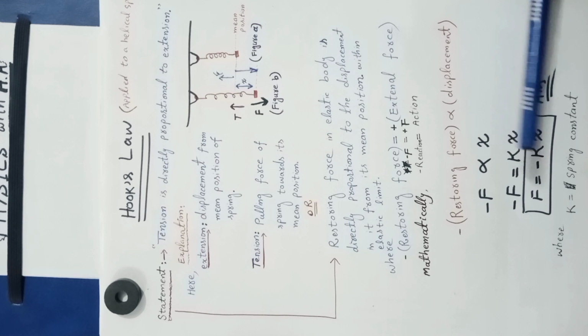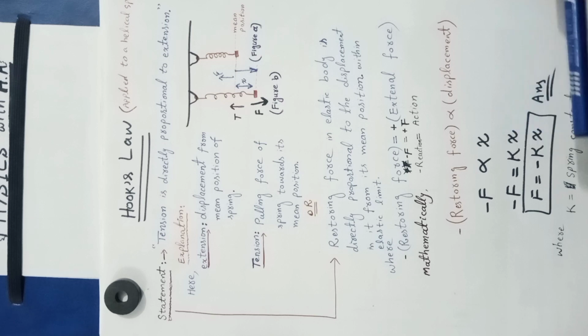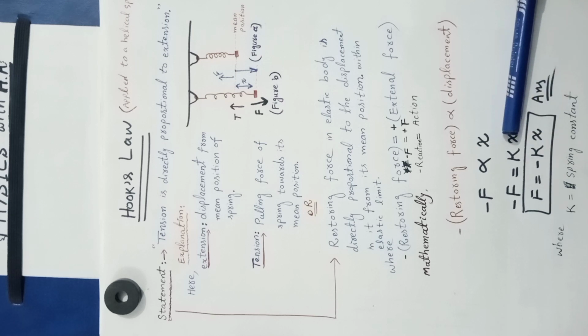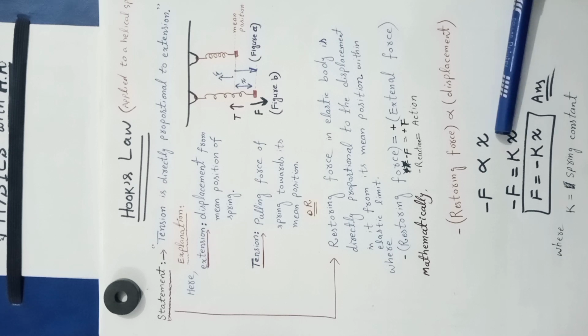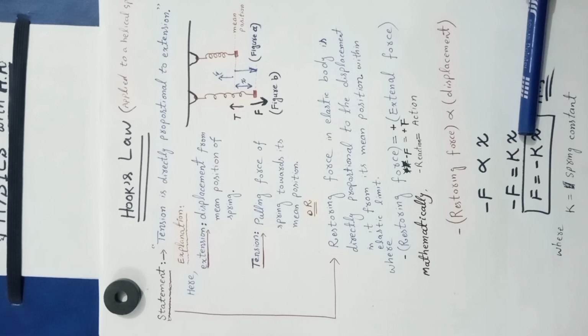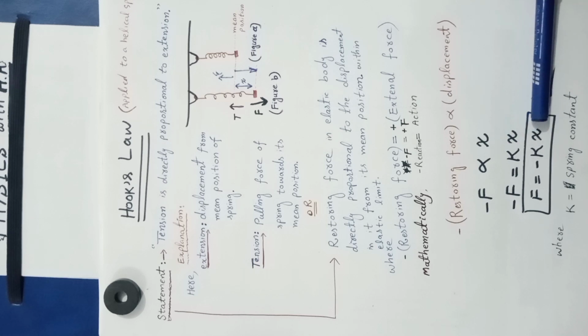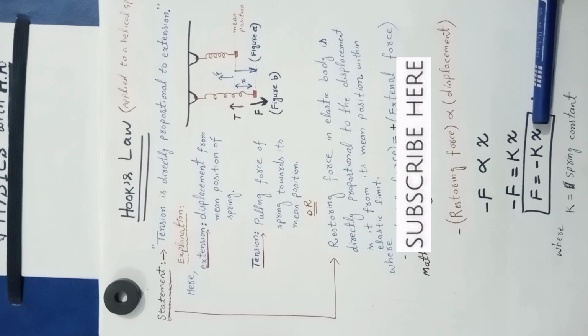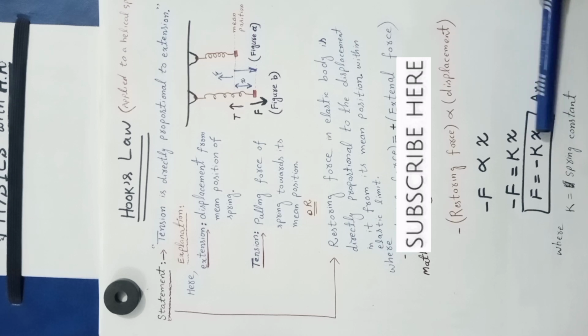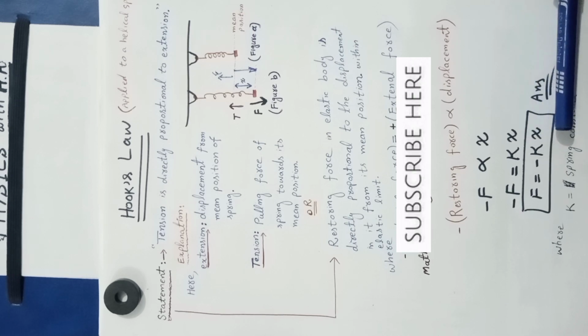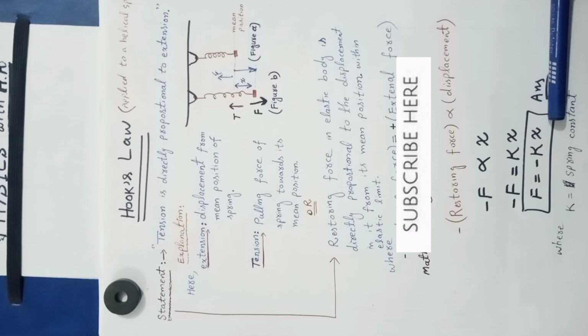This spring constant tells us about the quality of the spring or the properties of the spring, because sometimes springs are very elastic, sometimes they are very hard. So this k will define the qualities of the spring. It is more elastic or less elastic. So this is Hooke's law, which is F is equal to minus kx.